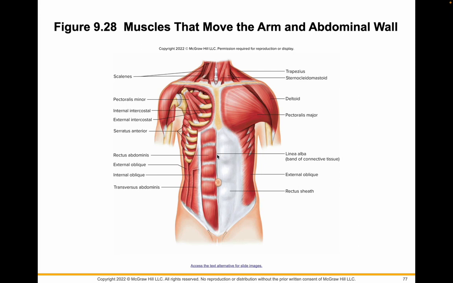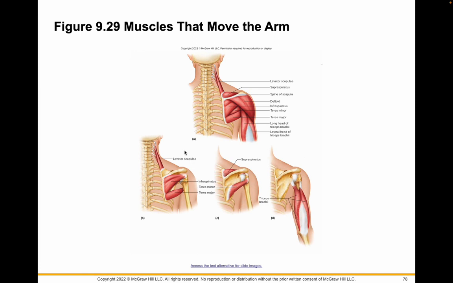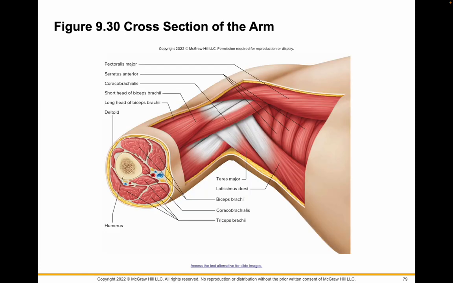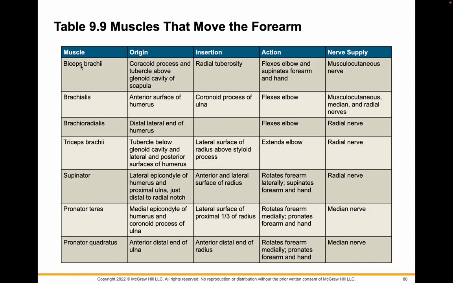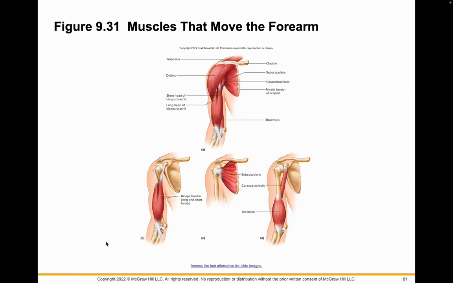This linea alba is the line of connective tissue that separates the left and right rectus abdominis. There's that serratus anterior. So see how it looks like a jagged edged knife? Don't worry about these. You do need to know biceps brachii, brachialis, brachioradialis, triceps brachii, and that's it.